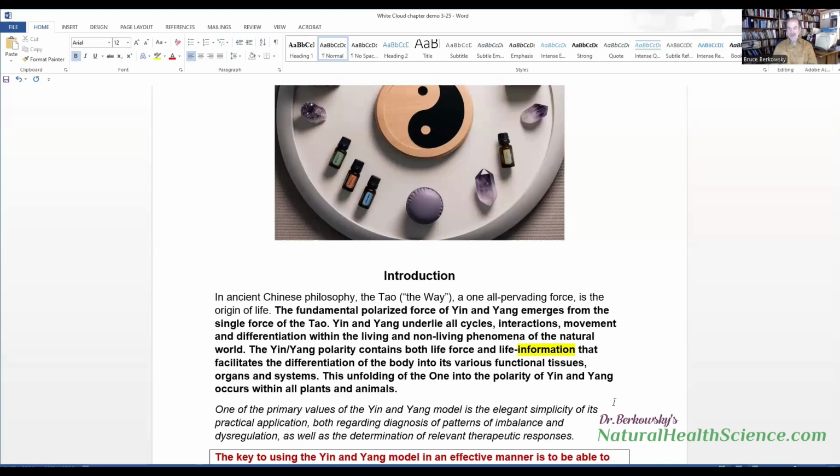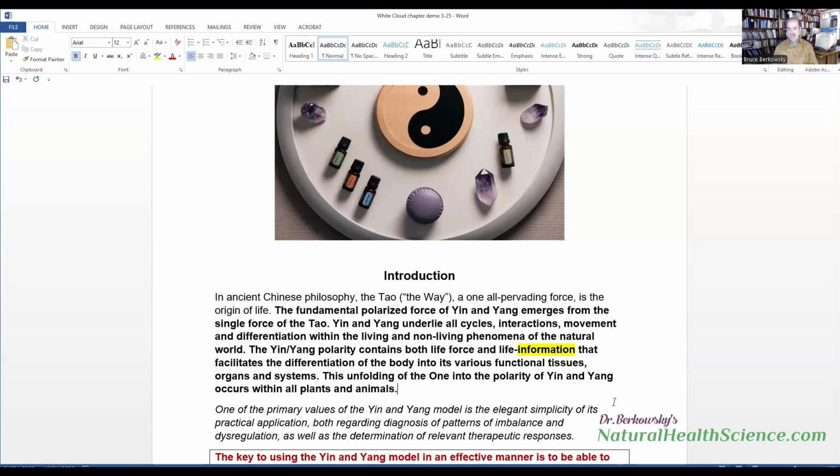all the phenomena of the natural world that enables that plant or that bird to know what to do. How does a rose bush know when to blossom? How do trees know when to put out their leaves? How do birds know when to migrate and when to sing and when to bed down? Well, there's information. And where does this information come from? Well, it ultimately can be traced back to this one all-pervading force that everything emerged from.